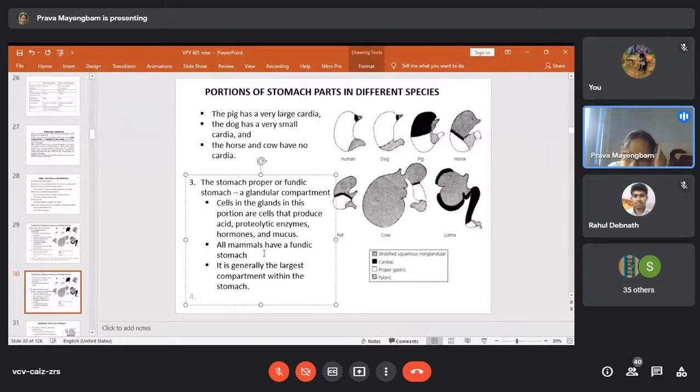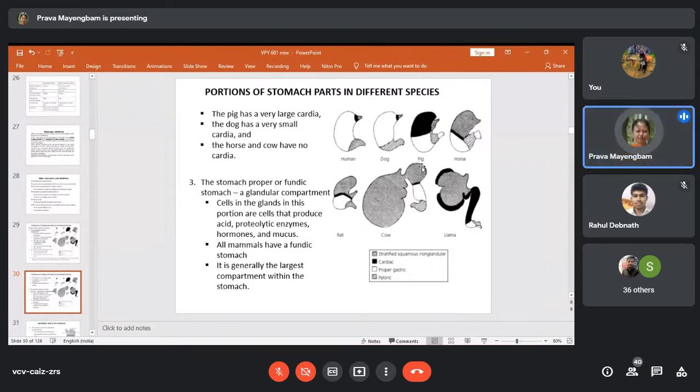Okay, all mammals have a fundic stomach, and it is generally the largest compartment within the stomach. This portion is indicating the abomasum, and here it is the larger portion. This is indicating the whole stomach, and this is occupying a larger portion. So this is all about the different portions of the stomach in different species.